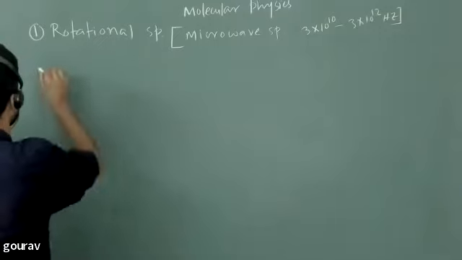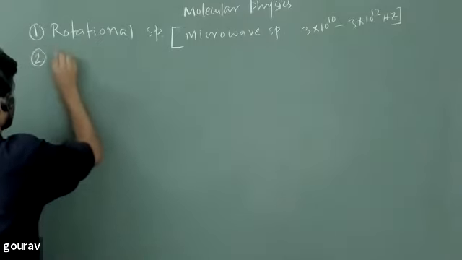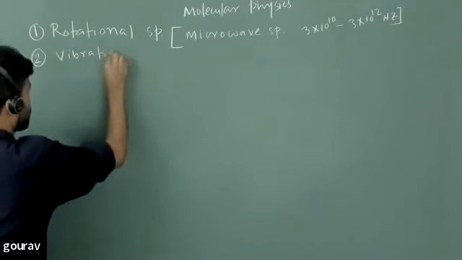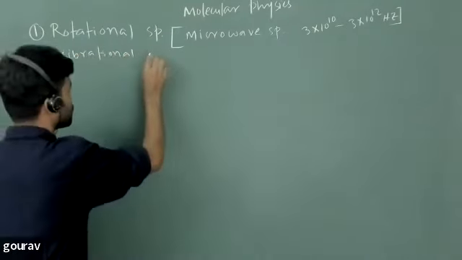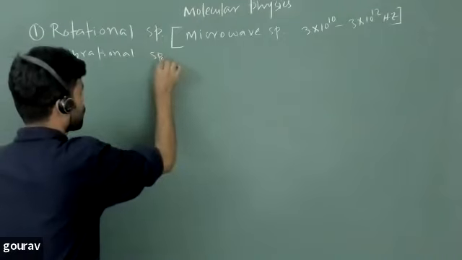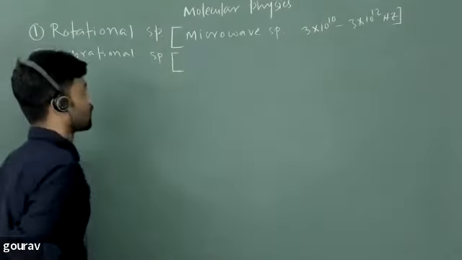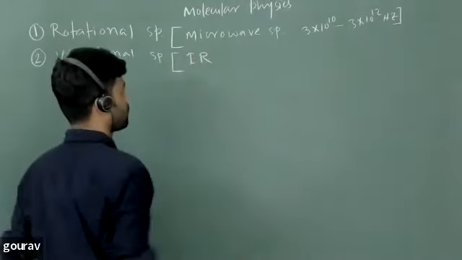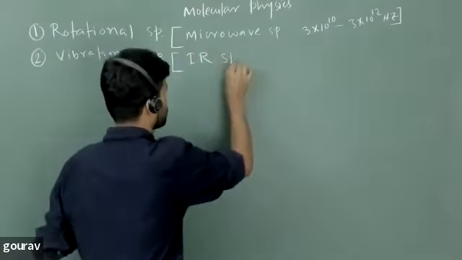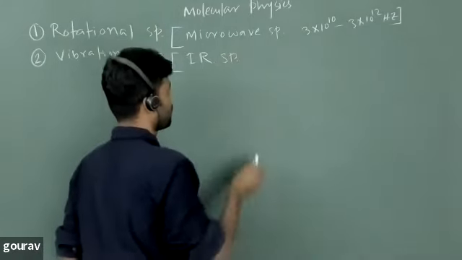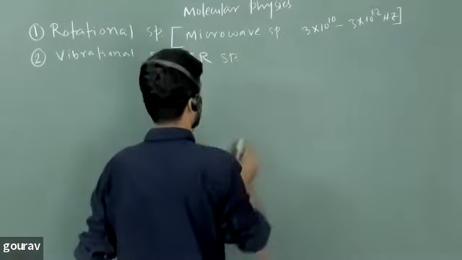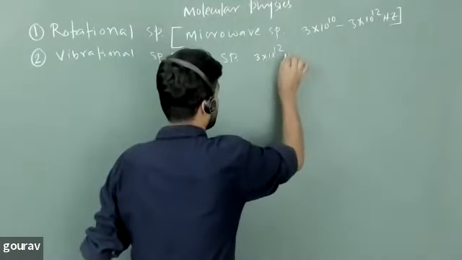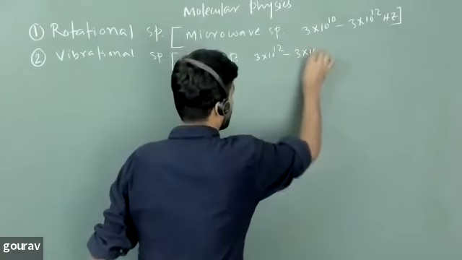Then we'll discuss about vibrational spectroscopy. This is known as IR spectroscopy, infrared spectroscopy, and the frequency range of IR is 3 into 10 to the power 12 to 3 into 10 to the power 14 hertz.